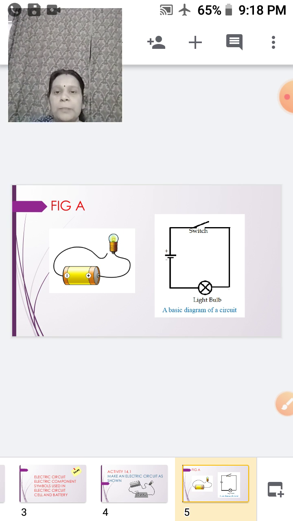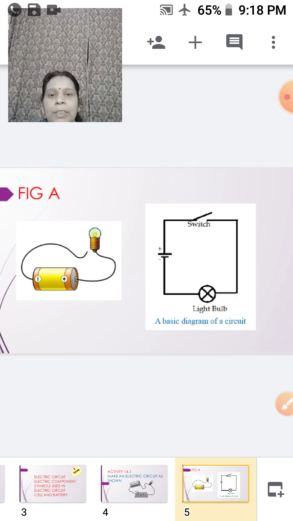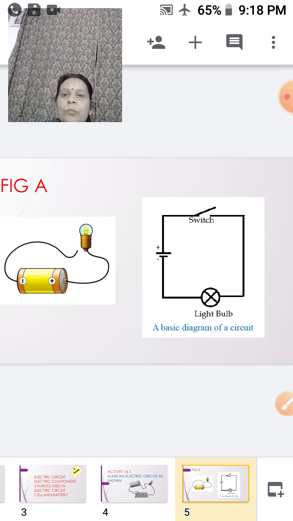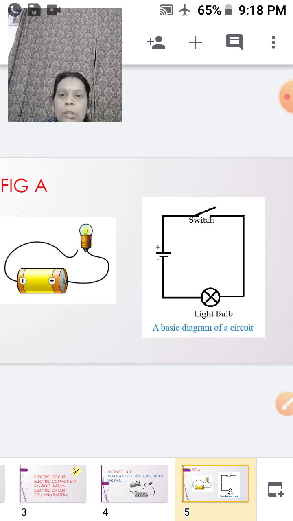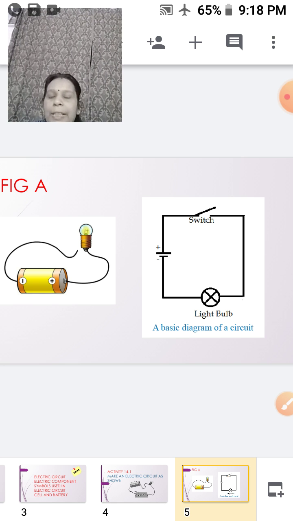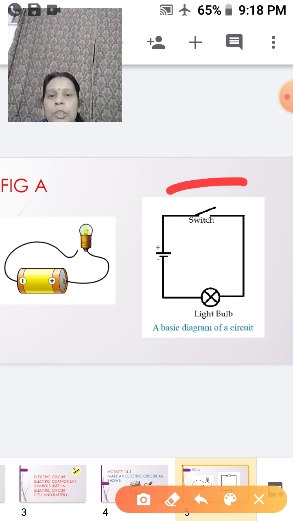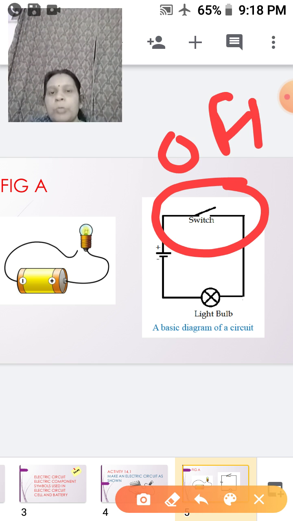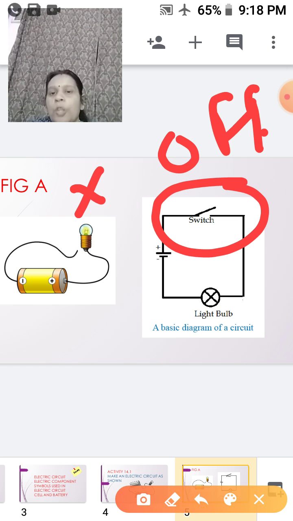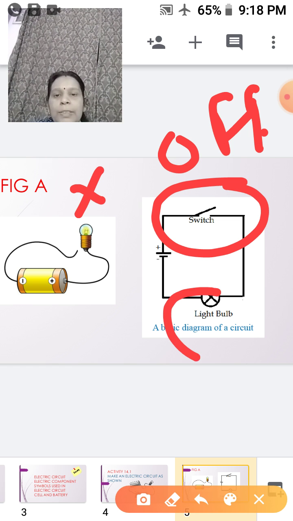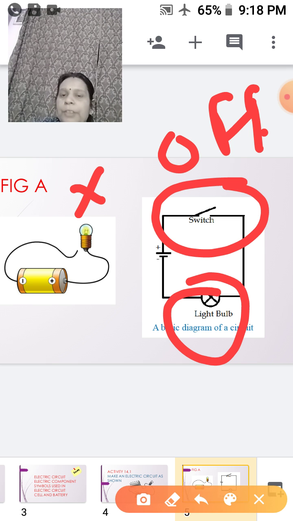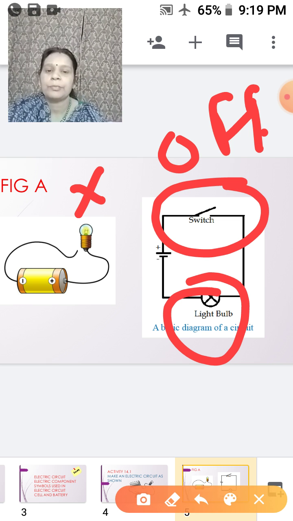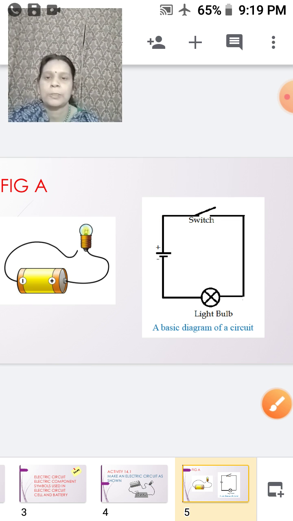Here you can see figure A. Here you can see the components in the circuit as well as a circuit with the symbols. This is your figure A, and here you can see that the switch is in off position. Since the switch is in off position, this bulb will not glow. Here you can see the symbol of the bulb. It is different, but I told you that the symbols vary in different books and in different places.